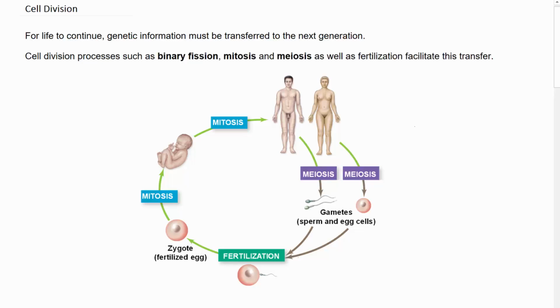In order for life to continue, genetic information must be transferred from one generation to the next, and cell division is the process that facilitates this transfer of genetic information. These processes include things like binary fission, mitosis, and meiosis. Now, meiosis is a process that produces sex cells, such as sperm and egg cells, and these are also referred to as gametes.